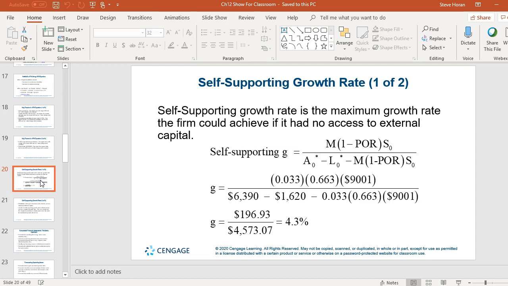And every company should have a rough idea of what its self-supporting growth rate is. For most companies, it's typically going to be in the low single digits. And keeping in mind, if we're at full capacity. Now, obviously, if we're not at full capacity, we could grow more than the 4.3%, but I'm at full capacity, so that's the most I can grow. But if I was at 90% capacity, I can grow by more than 4.3% and not need additional financing.